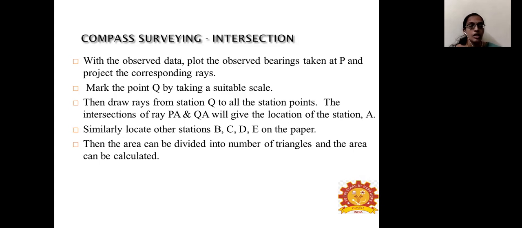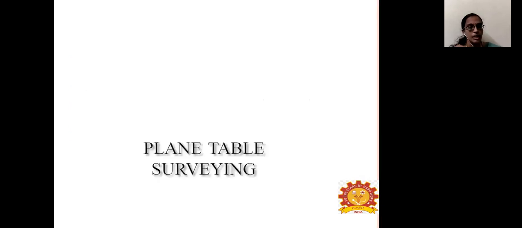Thereby, the area can be divided into a number of triangles. Then we can calculate the area. The area can be easily calculated.